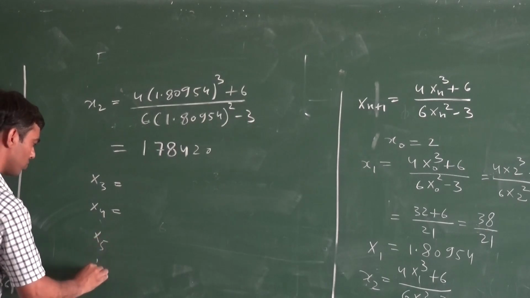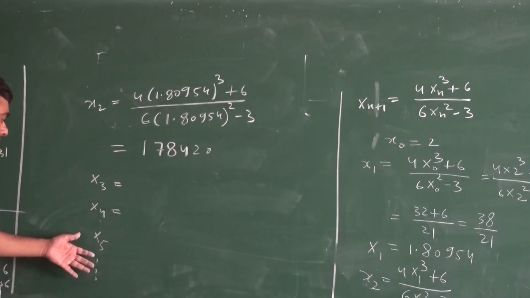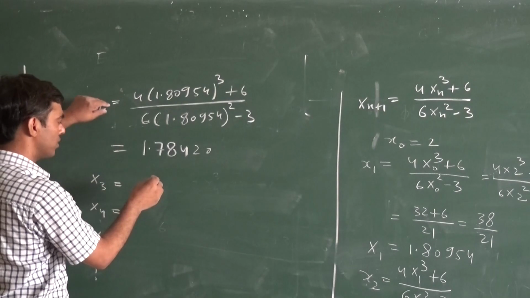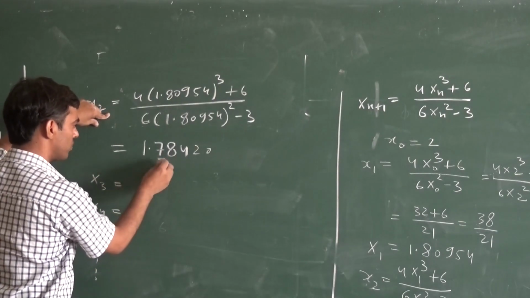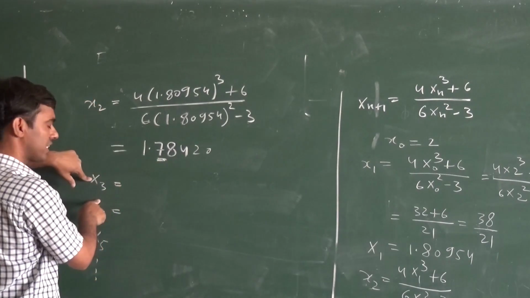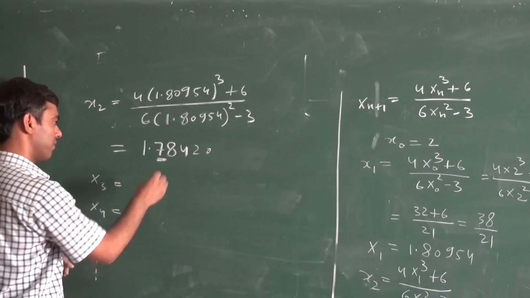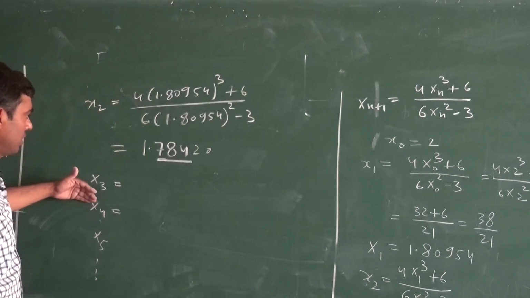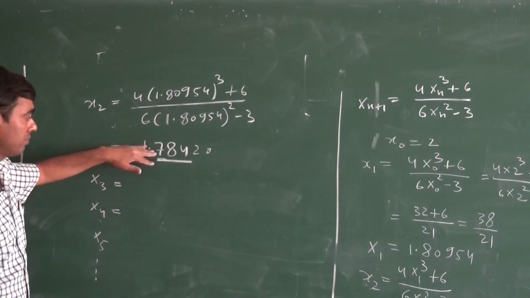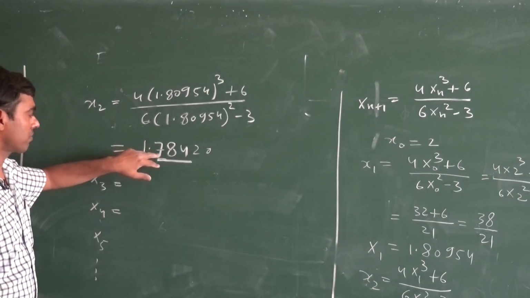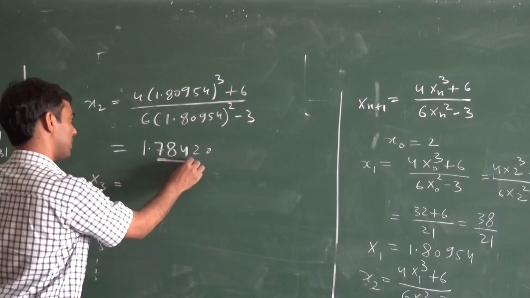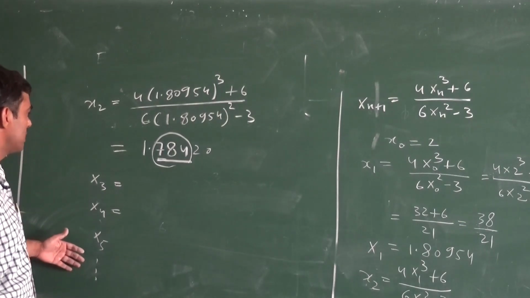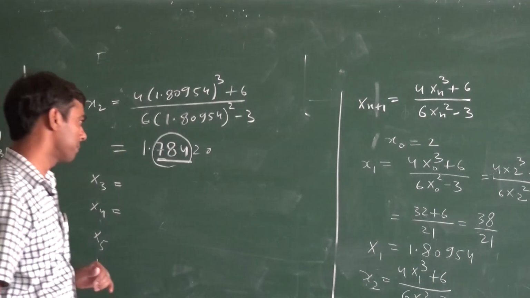When do we stop this iteration? If we want the root correct up to 1 decimal place, and the root is repeated up to 1 decimal place in 2 successive iterations, then we stop. If we want the root correct up to 3 decimal places, and in 2 successive iterations the values after 3 decimal places are repeated, then we stop this iterative procedure.